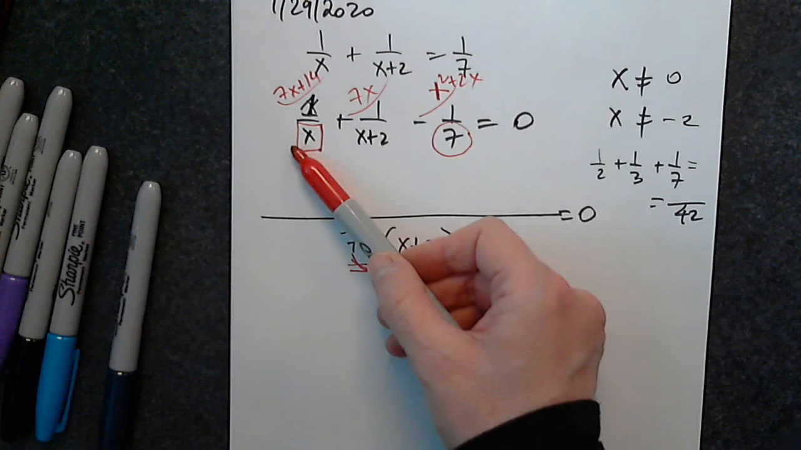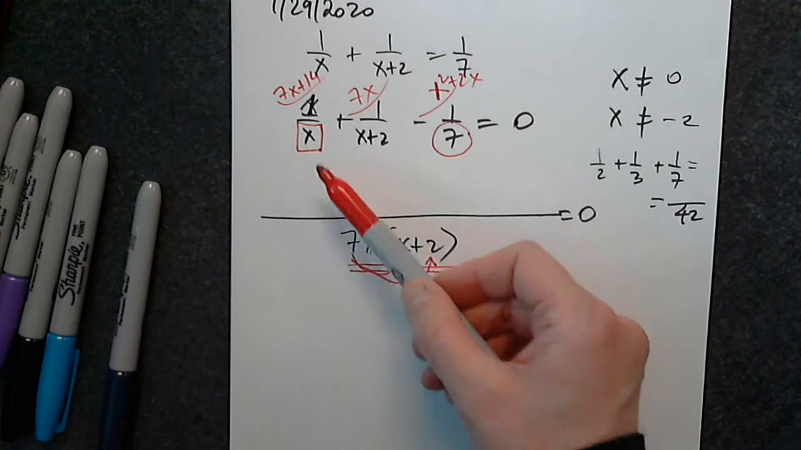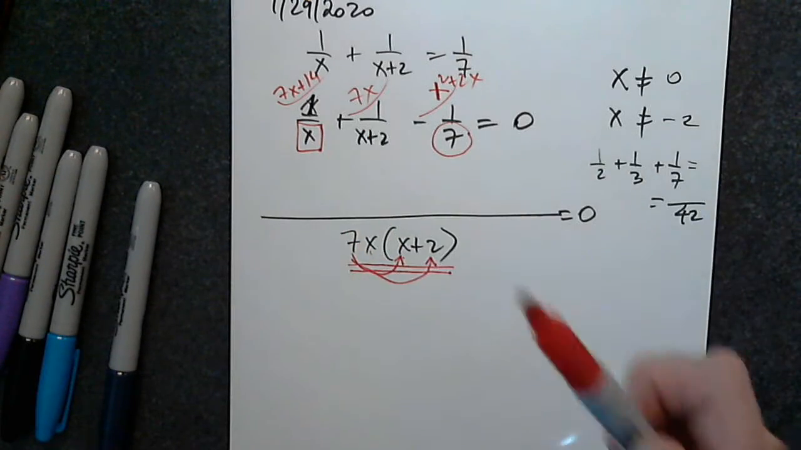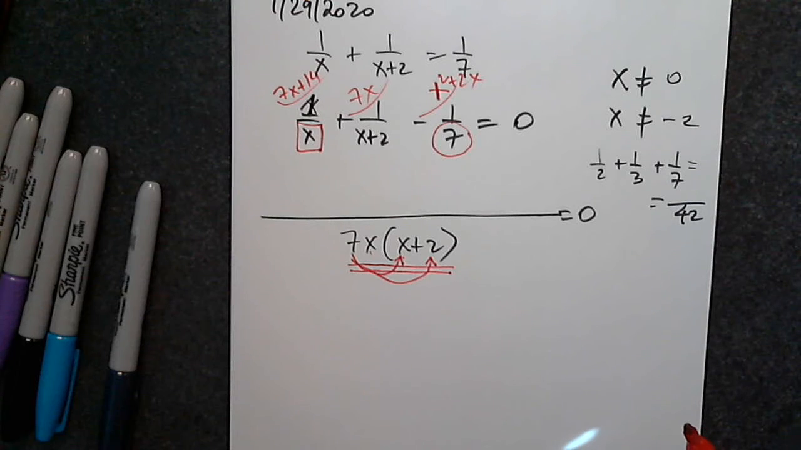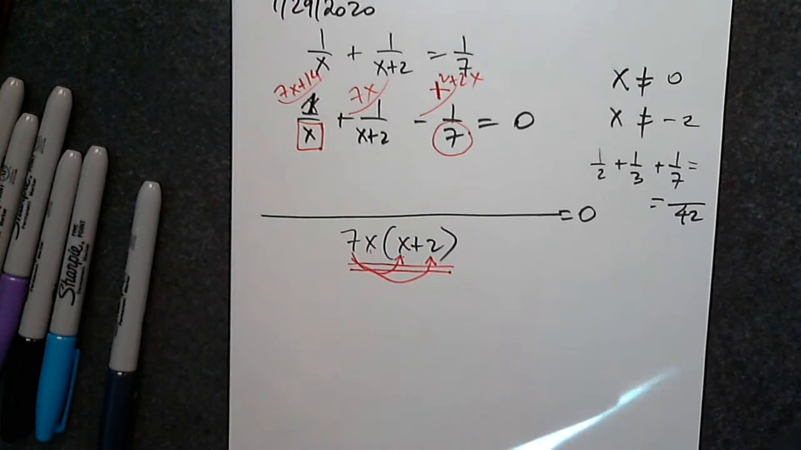So 7 is not here, x plus 2 is not here. It means that I multiplied x by 7 and by x plus 2 to get this quantity. I have to do the same thing to the top. So 7x plus 14.